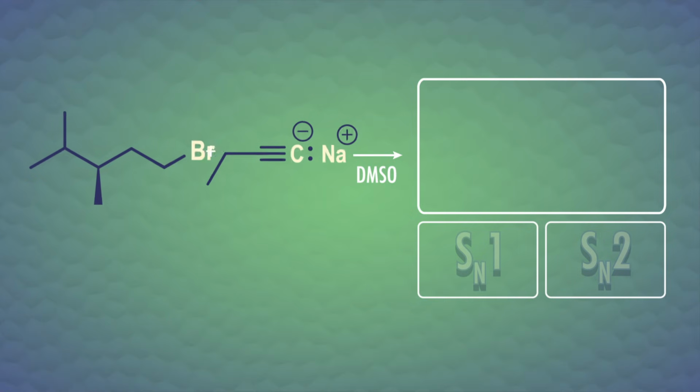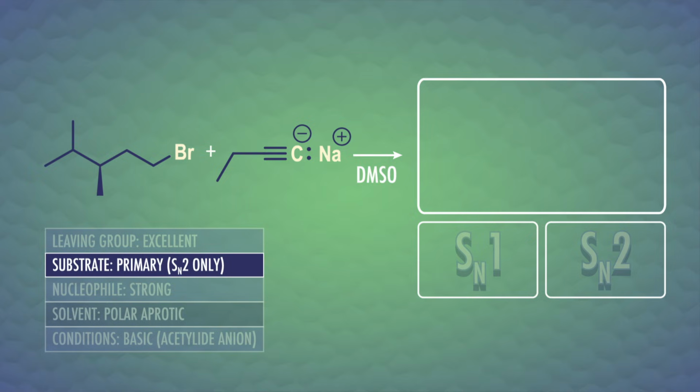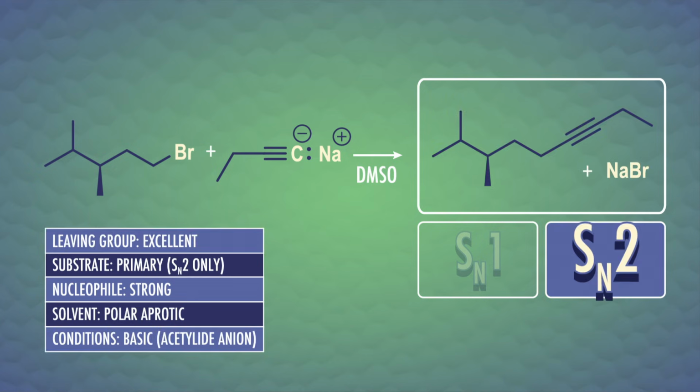Finally, our last problem, a reaction between a bromide and an acetylide anion. Our substrate here is a primary alkyl bromide, which rules out SN1 right away because SN1 reactions can only happen with secondary or tertiary substrates. To double check, our nucleophile is the strongly basic acetylide anion, and our solvent is polar aprotic. That ticks all of the boxes for an SN2 reaction.